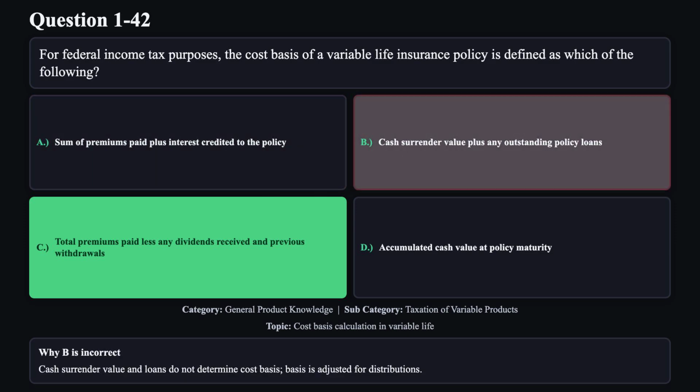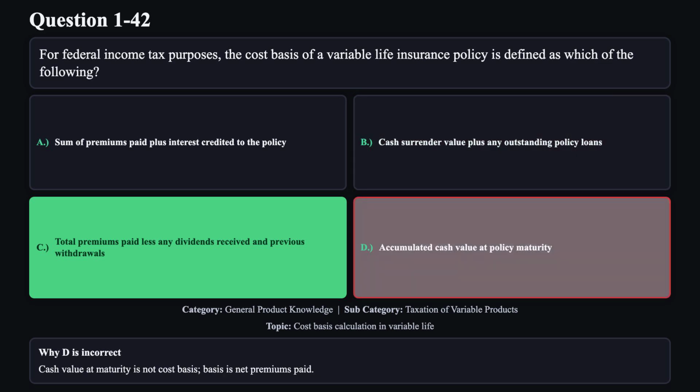Reason B is not correct. Cash surrender value and loans do not determine cost basis. Basis is adjusted for distributions. Reason D is not correct. Cash value at maturity is not cost basis. Basis is net premiums paid.